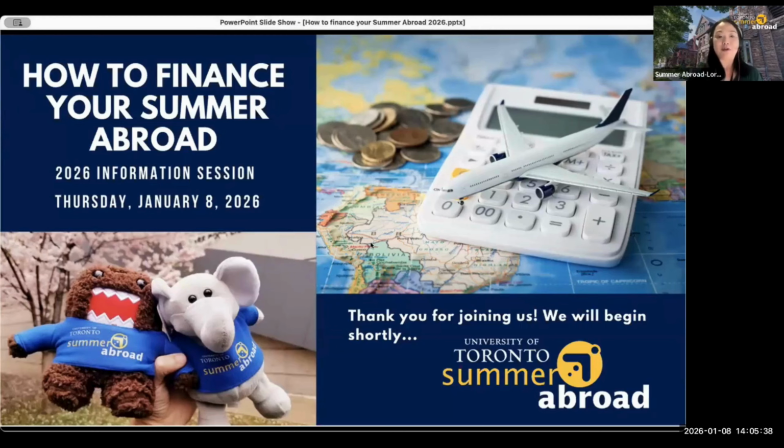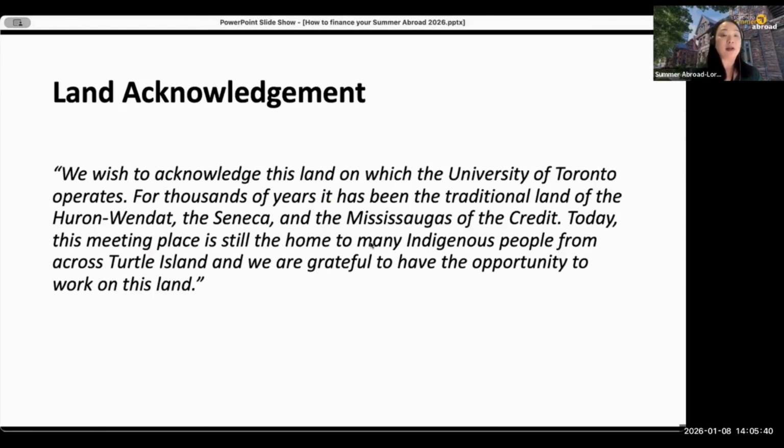Before we begin, I do want to acknowledge the land. We wish to acknowledge this land on which the University of Toronto operates. For thousands of years, it has been the traditional land of the Huron-Wendat, the Seneca, and the Mississaugas of the Credit. Today, this meeting place is still the home to many Indigenous people from across Turtle Island, and we are grateful to have the opportunity to work on this land.